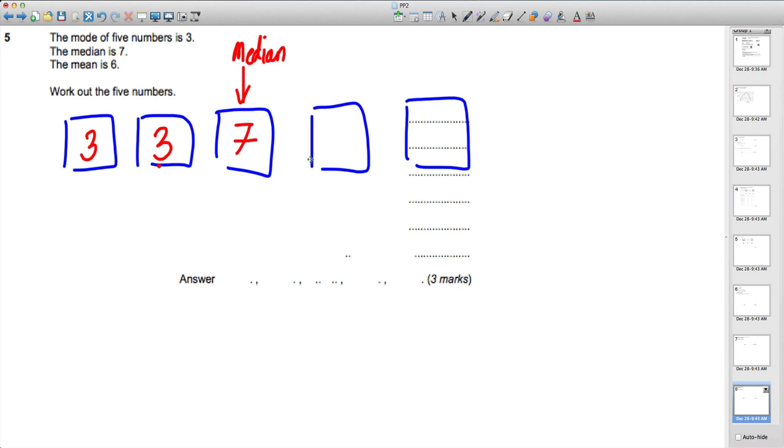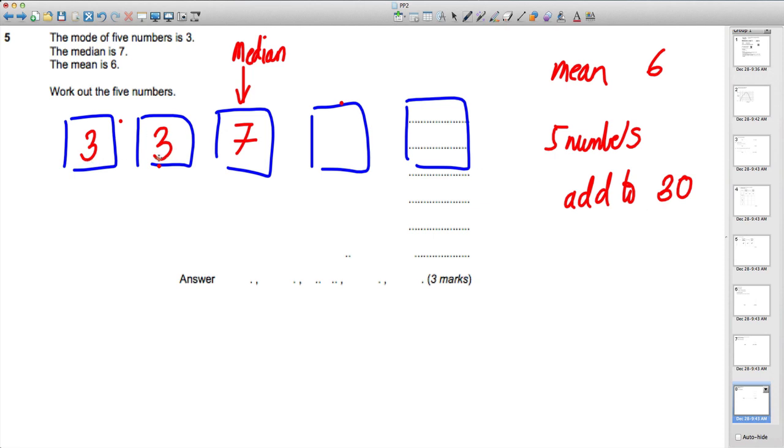Now this only works if these 2 numbers are different. These 2 numbers have to be different, because if these were both 7, then 7 would be the mode. If they were both 8, 3 and 8 would be the mode. So they have to be different. So let's just see what they could be. If we want the mean to be 6, and we've got 5 numbers, then they must add up to 30. So the 5 numbers must add to 30.